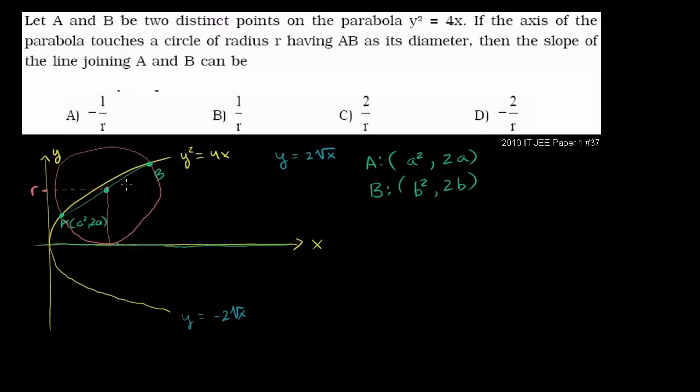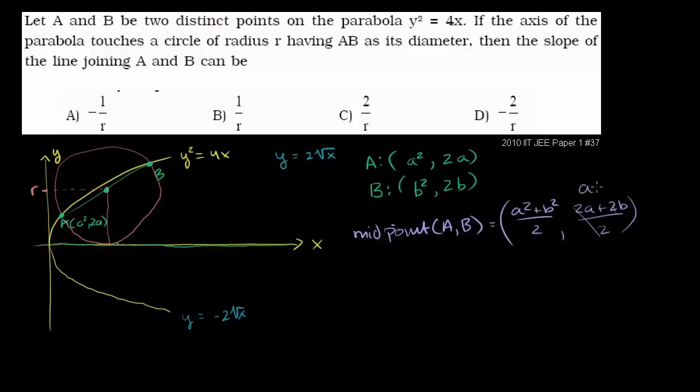Now, the center of that diameter is just the midpoint of this point and that point. So let me write it down here. The midpoint of the points A and B is going to be equal to the average of the x values, a squared plus b squared over 2, and the average of the y values. So this will be 2a plus 2b, all of that over 2. And of course, the 2's cancel out. And so this is going to be a plus b. That is the y value of the midpoint.